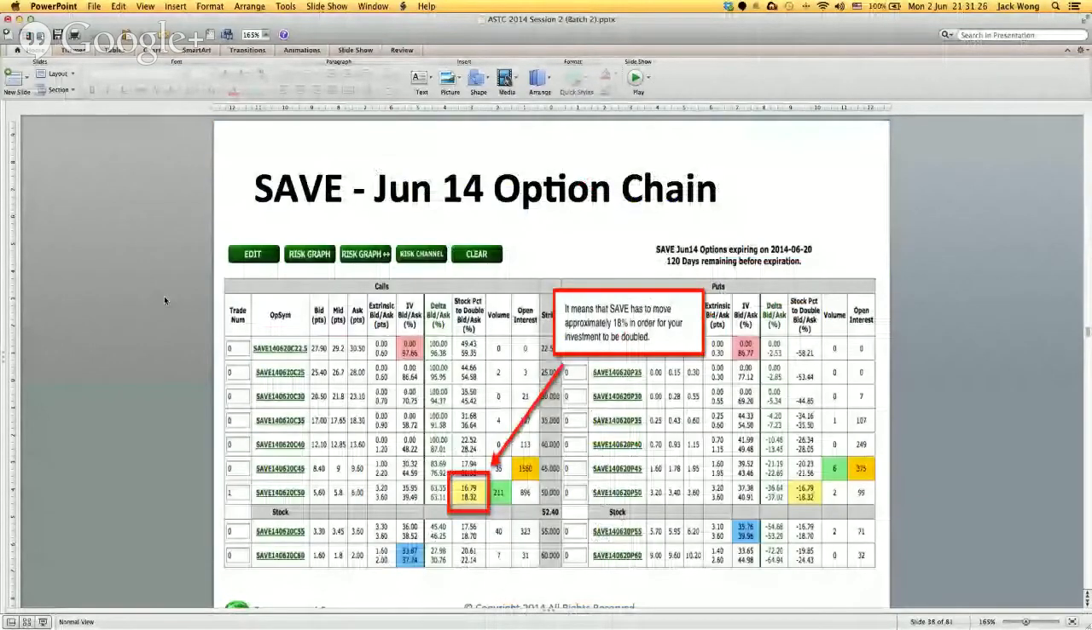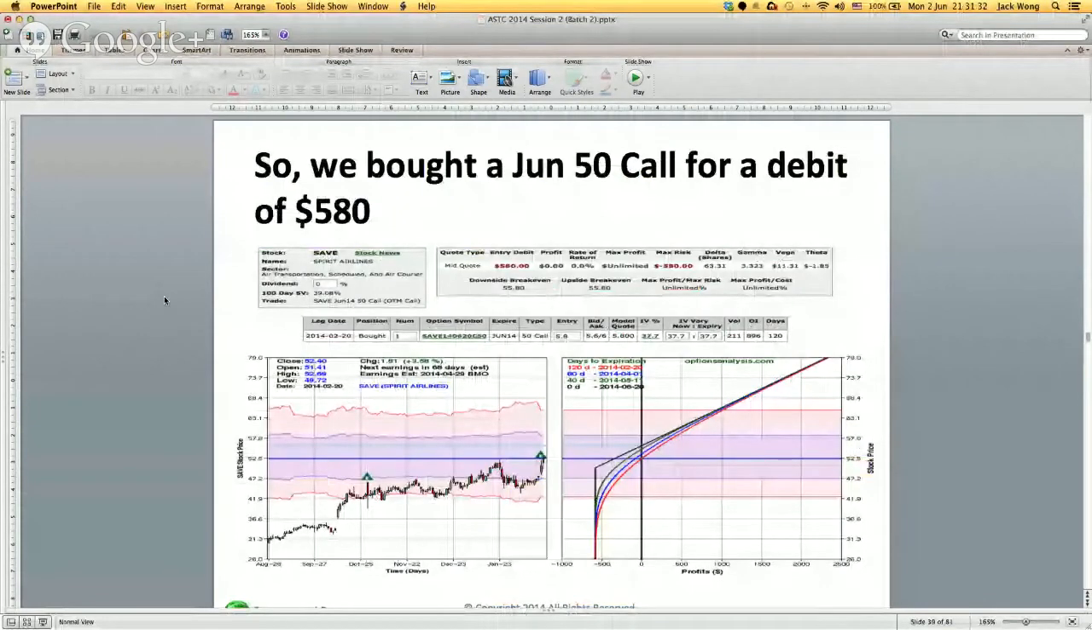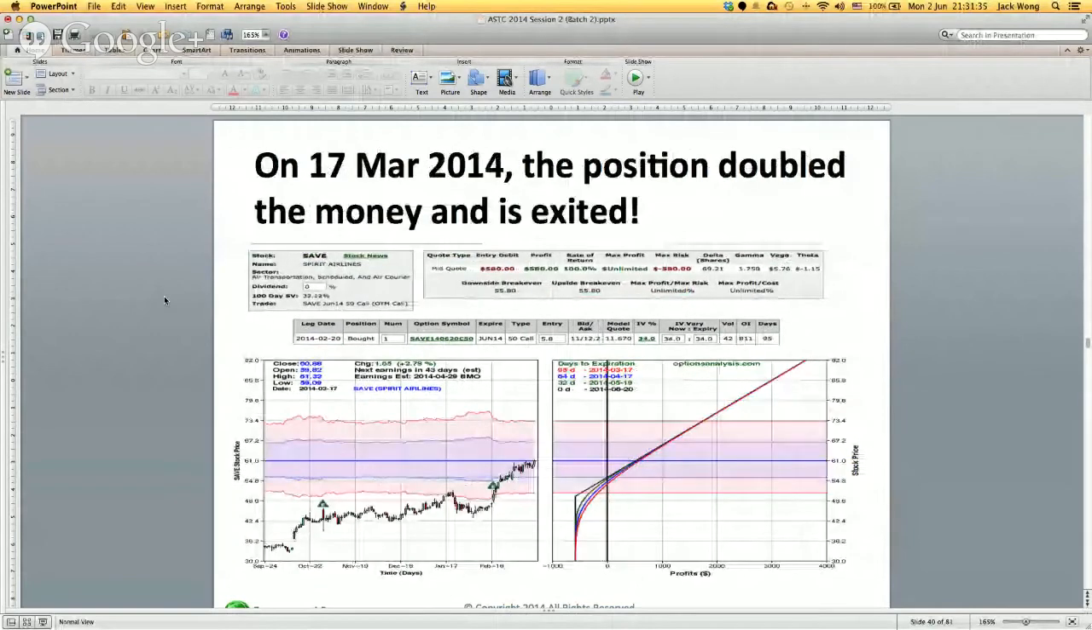So these are all the screenshots showing you what I've just done. Okay, so you bought a June 50 call for $580, and on 17th of March you have doubled the money. So from a CB trade perspective, you exited the trade on 21st of March, or actually 22nd of March. For an out of the money option in this case, you exited the position a few days earlier. Okay, so you have sold the position at 11.60, having a $580 profit.